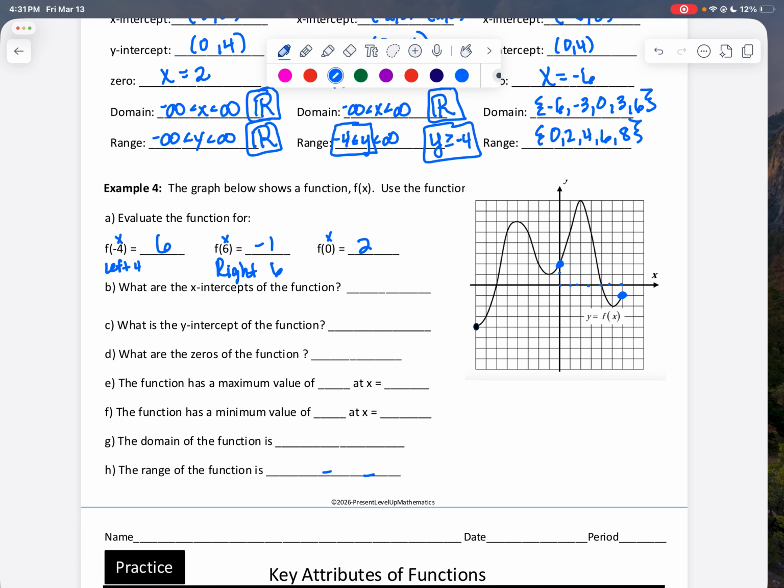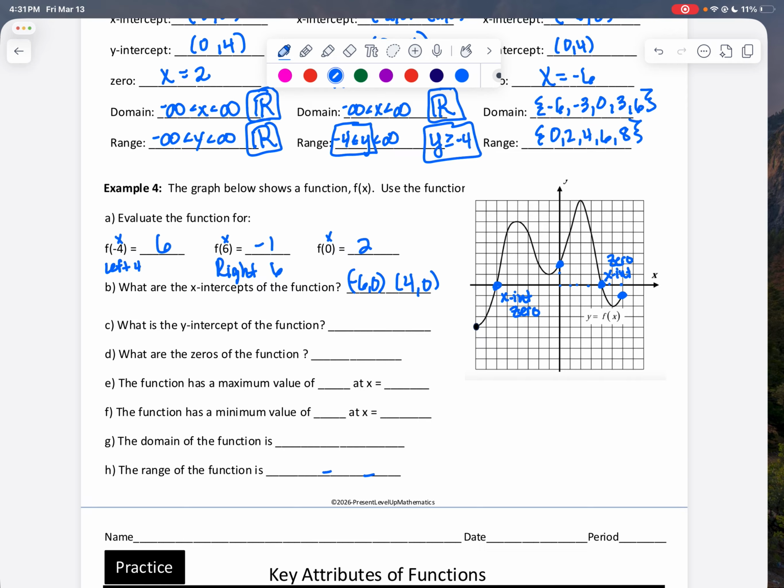All right, now the x-intercepts of the function. Let's see where this function touches the x-axis. So it's touching it right here. Let's label that. And it touches right here, too. So the x-intercept, 1, 2, 3, 4, 5, so -6, 0. And the other x-intercept, 1, 2, 3, 4, 4, 0. So there are 2 of them.